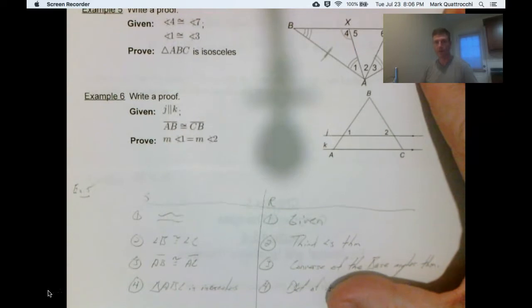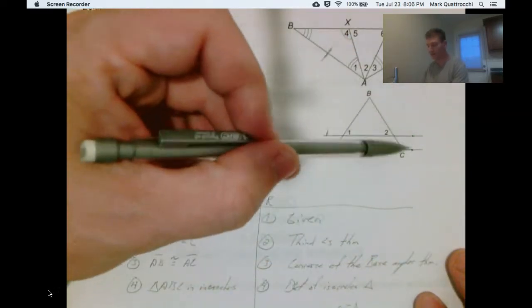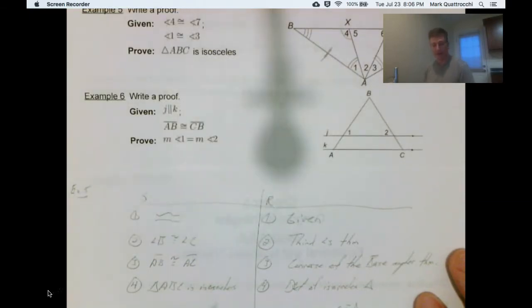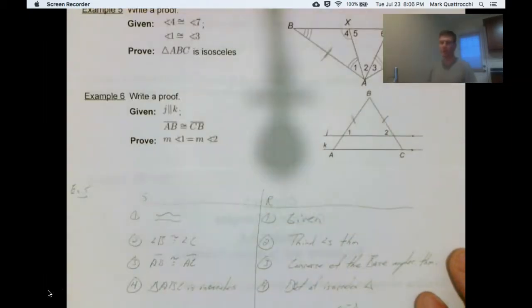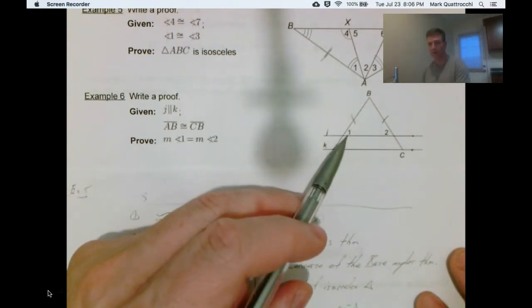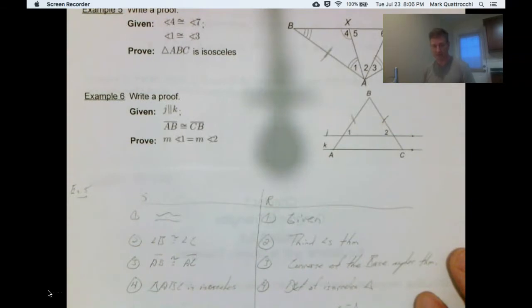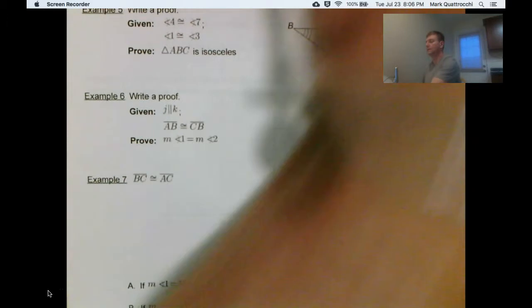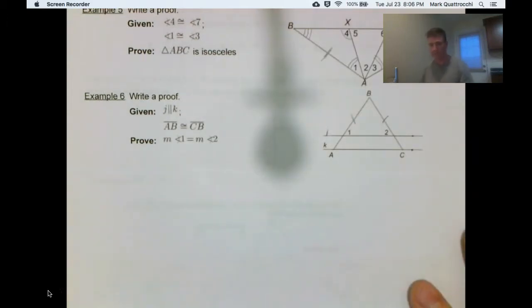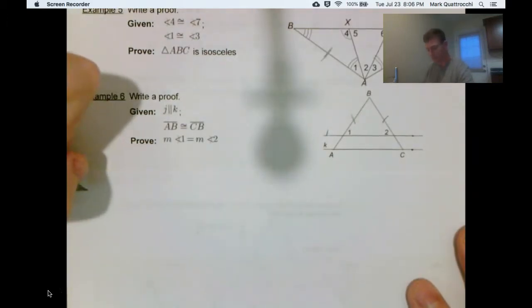Example 6. Line J is parallel to line K. You can see that's actually marked in the diagram already. AB is congruent to CB. That's a little harder to mark. You just kind of have to remember that AB is congruent to CB. Our goal is to prove that angle 1 is congruent to angle 2. Okay, so I'm going to take off the paper. Example 6.